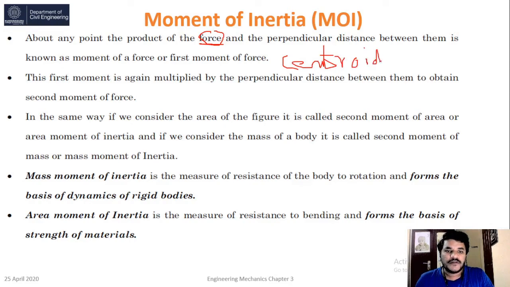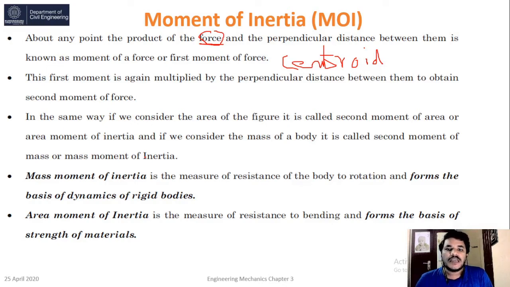Centroid, we already studied in the classroom sessions, what is center of gravity, and so on. In the same way, if we consider the area of the figure, it is called the second moment of area or area moment of inertia. And if we consider the mass of a body, it is called the second moment of mass or mass moment of inertia. So instead of force, we can use area or mass. Then only the term will differ.